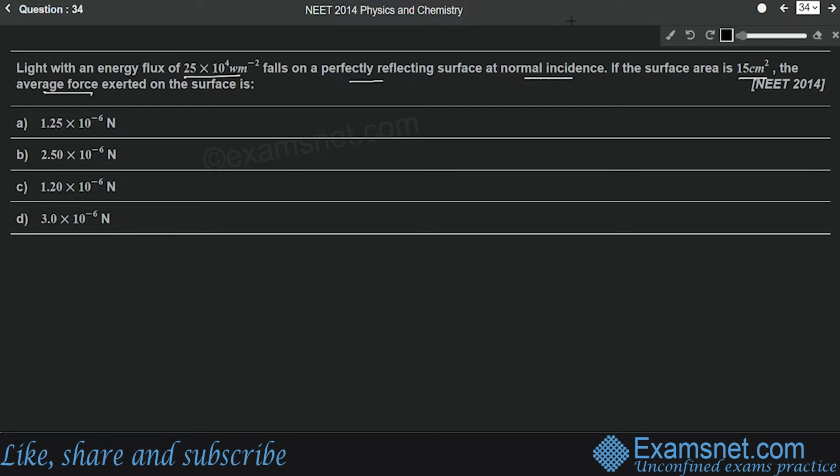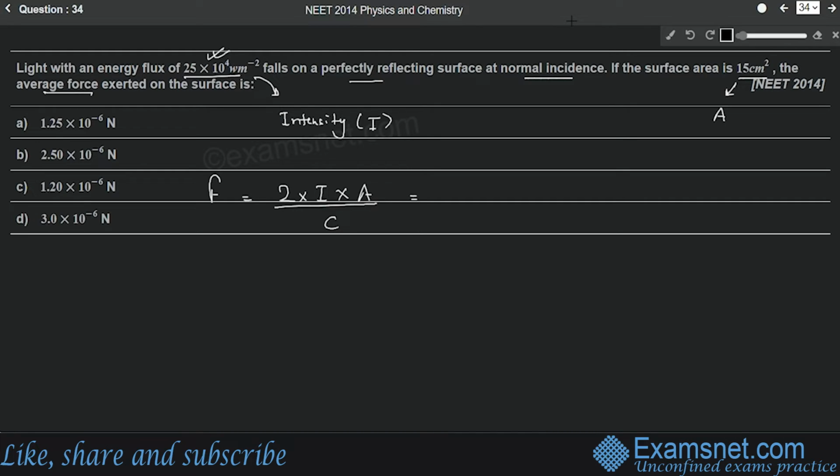Okay, so the energy flux is given, that means intensity is given. This is the intensity I. And then the surface area, that is A, is given. We have to find the average force exerted on the surface. So for that we have a direct formula. Force is equal to 2 into intensity into surface area upon the speed of light c.